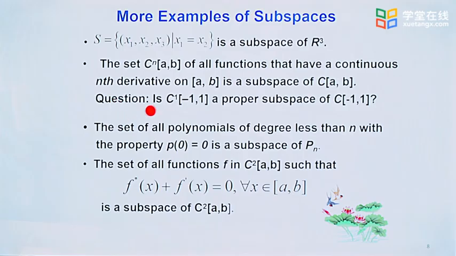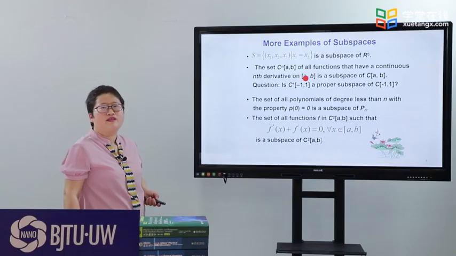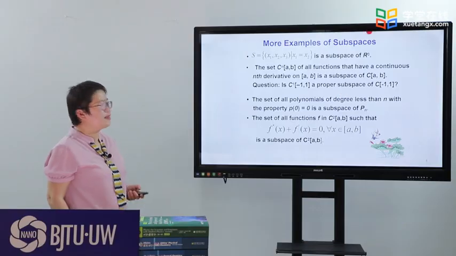Now we have a question. Is C^1[-1,1] a proper subspace of C[-1,1]? So C[-1,1] contains all the continuous functions on the closed interval -1 to 1. And how about C^1[-1,1]? This is a set that contains all the functions which have a continuous first order derivative. So is it a proper subspace?